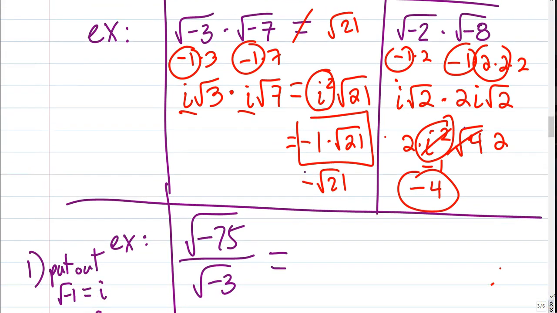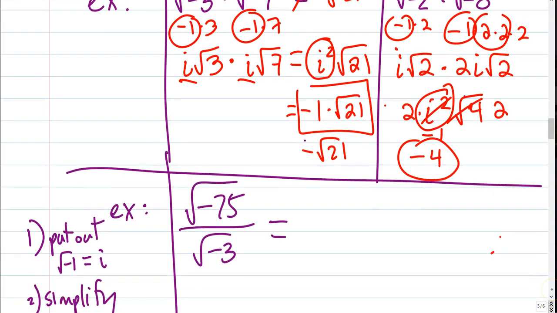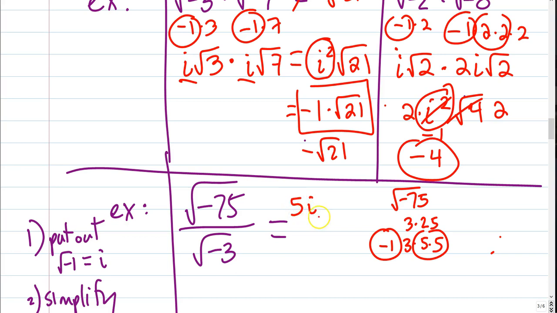What if I have a negative in the denominator? Well, we can still simplify these. What is the square root of negative 75? Looks like 3 times 25, 3 times 5 times 5. What can come out? A 5. An i. Inside is the square root of 3.